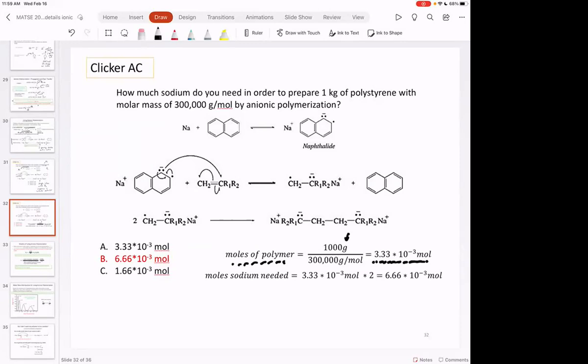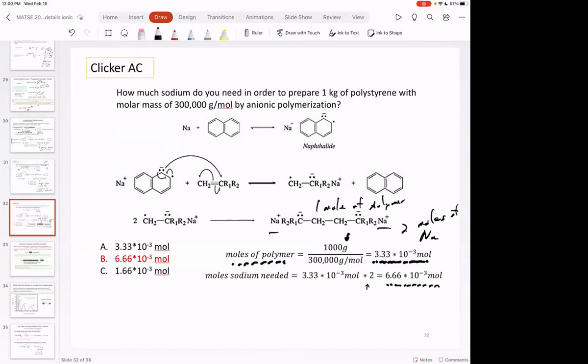And then the moles of sodium needed: since you have a stoichiometry of 2 growing chain ends, you need double that amount of sodium. So you have 1 mole of polymer, and you've got 2 moles of sodium. So this is different than usual radical initiation, right?